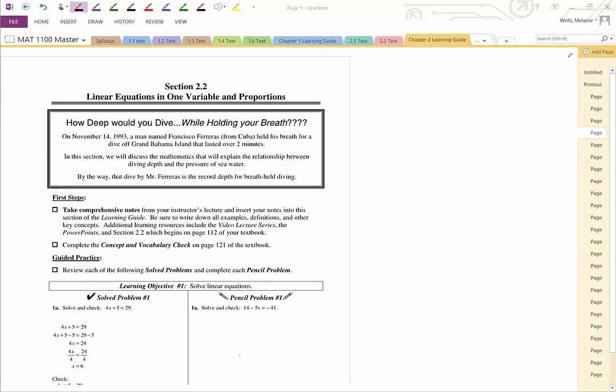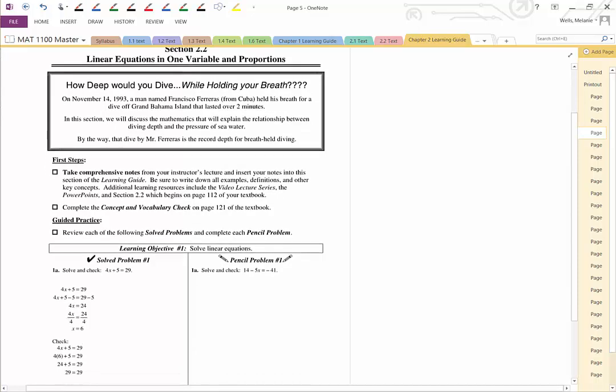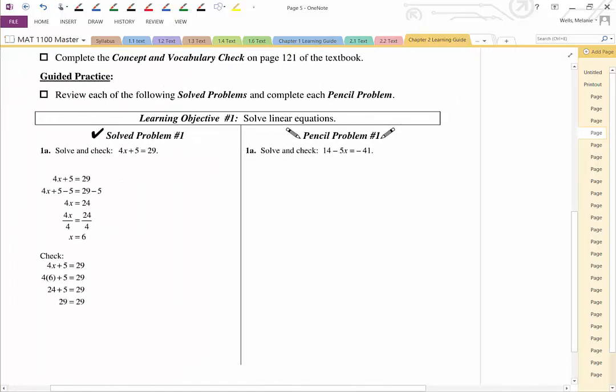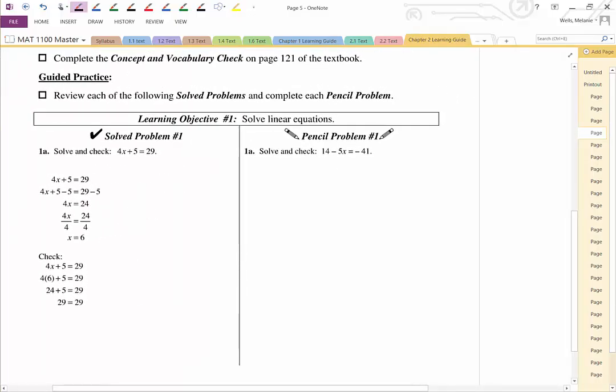In 2.2, we're looking at solving some more linear equations and then also looking at proportions. So let's look at 1a. We're going to solve and check our solution here. So to solve it, we'll want to make sure and simplify both sides and then get all the constants on one side and the variables on the other side.